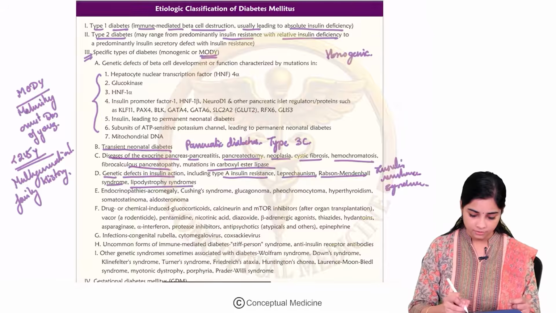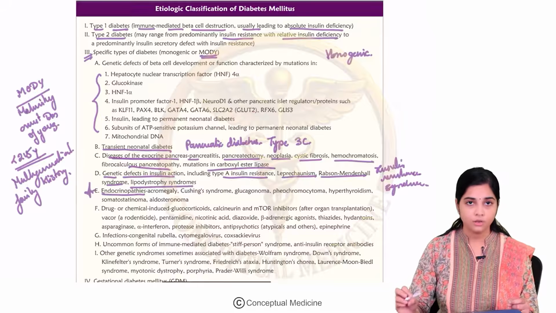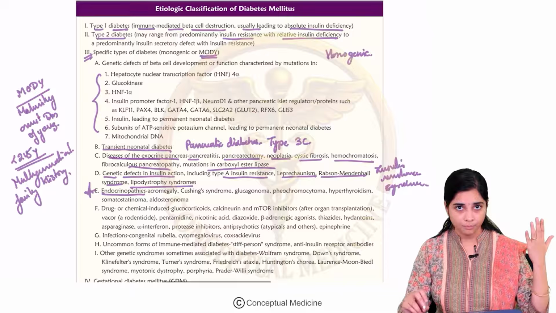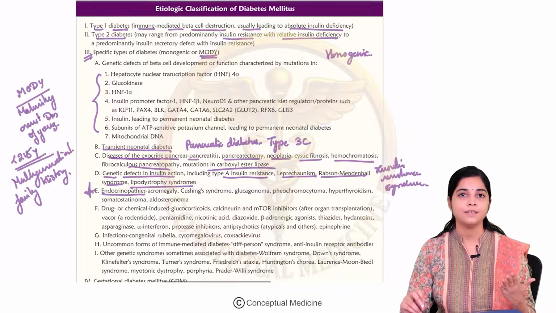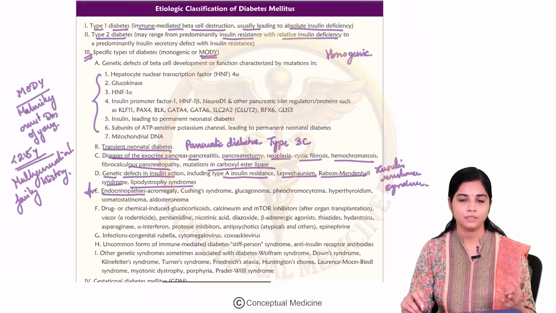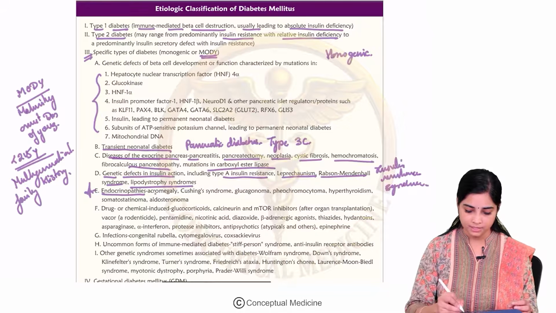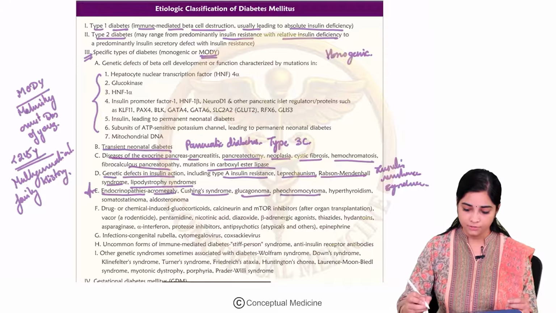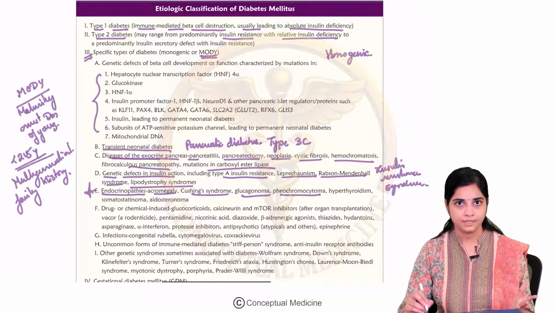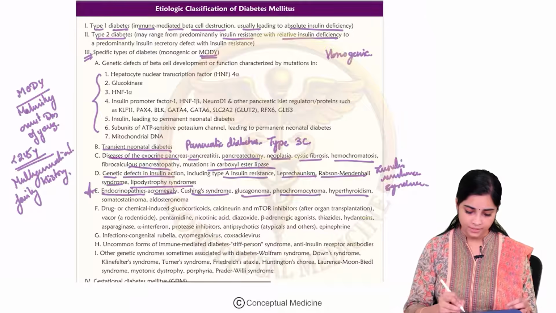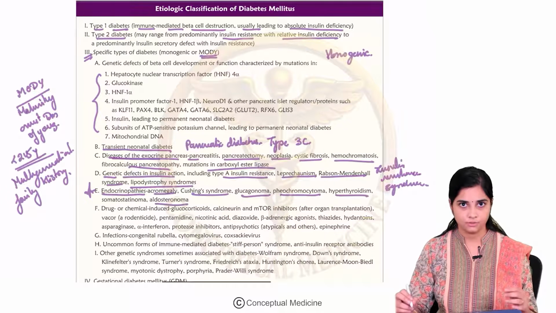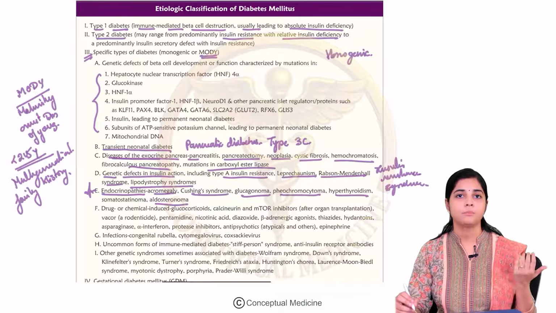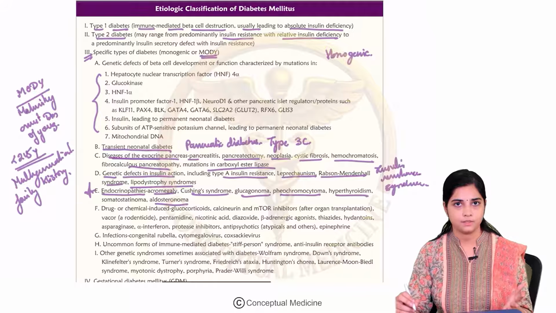Then endocrinopathies. Very, very important is your endocrinopathies. So other endocrine disorders, apart from your problem with insulin or pancreas, can also result in diabetes, and this is what we call endocrinopathies, like acromegaly, Cushing's, glucagonoma, which is a glucagon secreting tumor, pheochromocytoma. I told you pheochromocytoma has anti-insulin action, hyperthyroidism, aldosterone excess, aldosteronoma. All of these can cause diabetes, because all of these can cause a problem with the insulin function, insulin resistance.